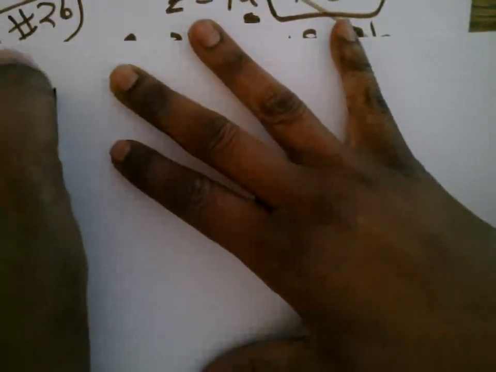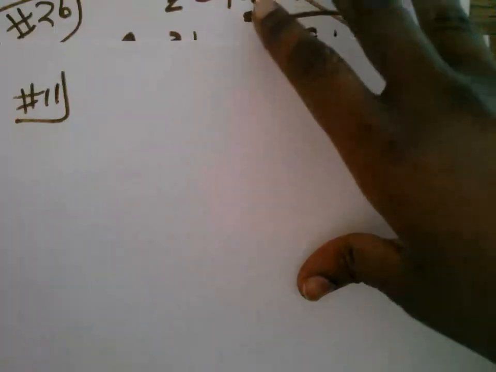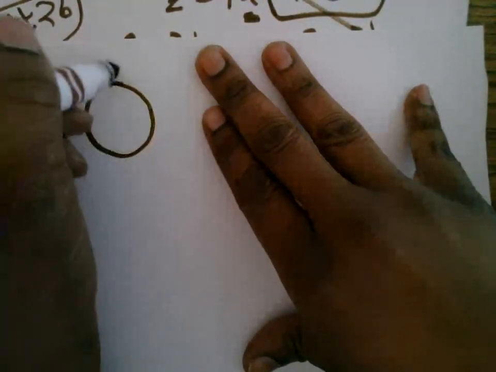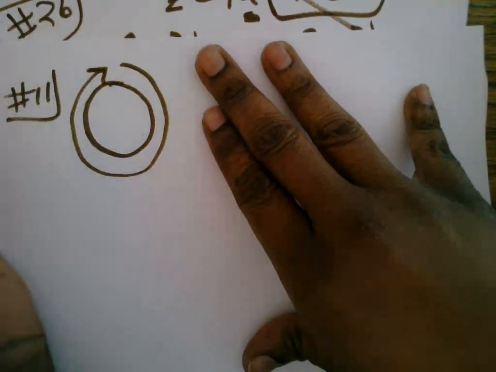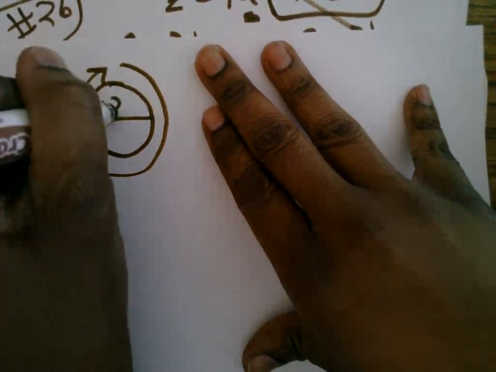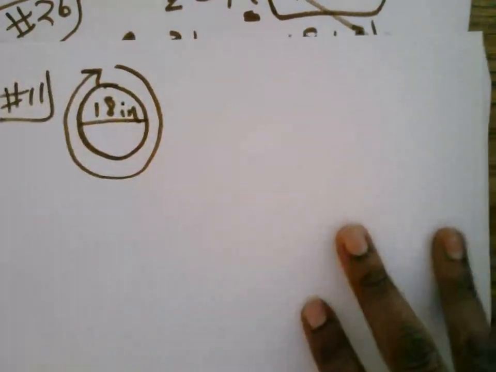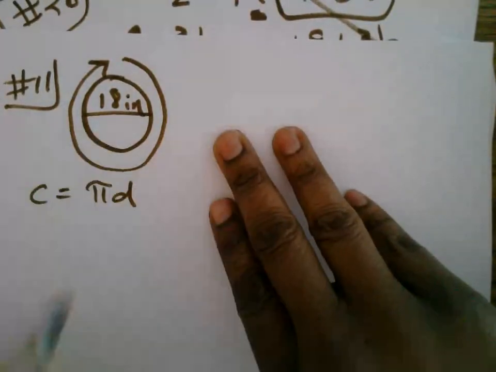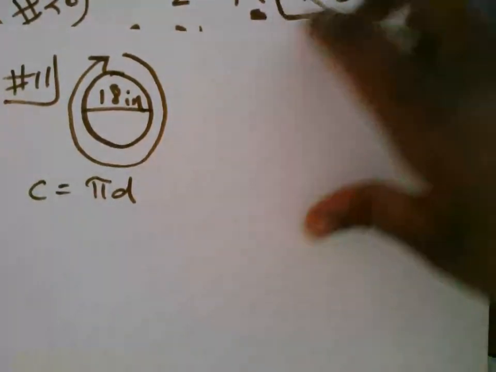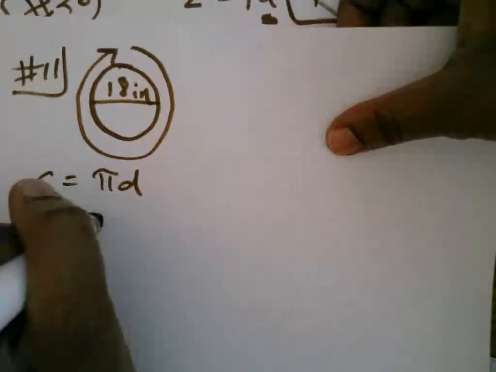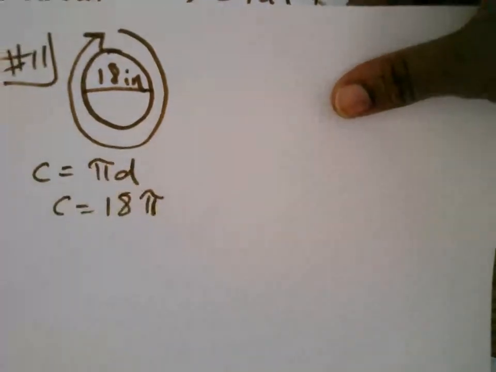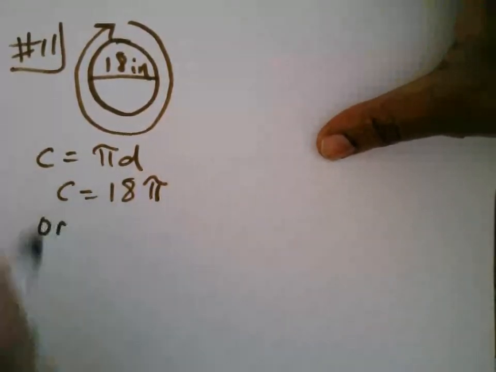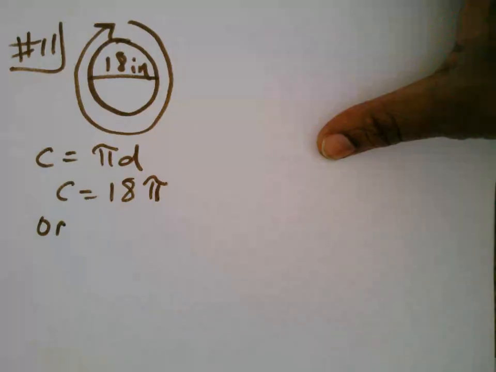Number 11. Addie decorates round cakes. She's putting ribbon around a cake, so that's circumference. And the diameter is 18 inches. How long does the ribbon need to be? Let's see. So circumference is equal to pi times the diameter. The diameter is 18, so the circumference is equal to 18 pi. We needed to write that 3 different ways. So we can have 18 pi, or we can multiply 18 times pi.